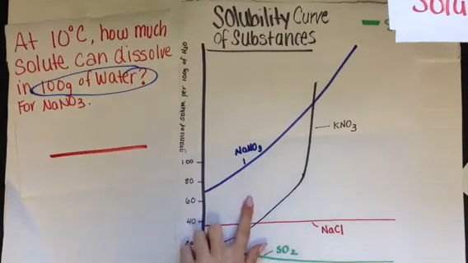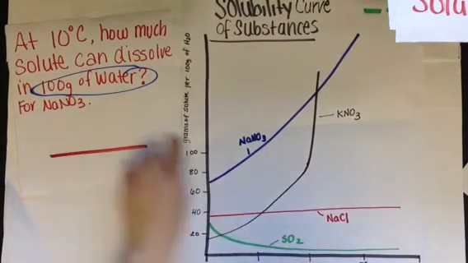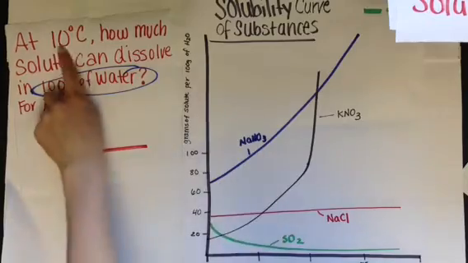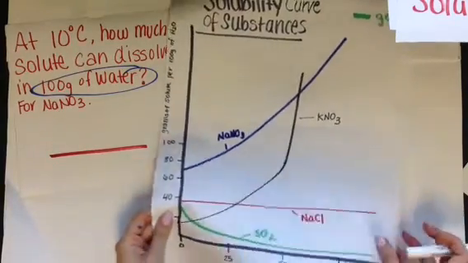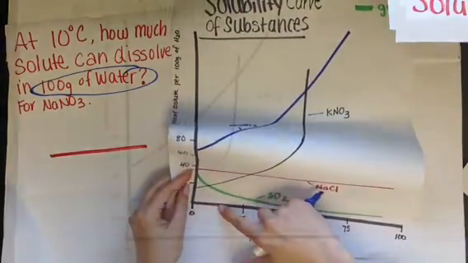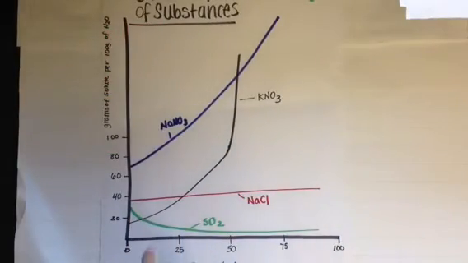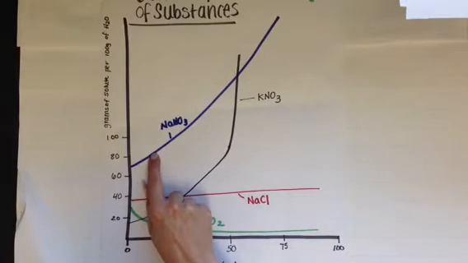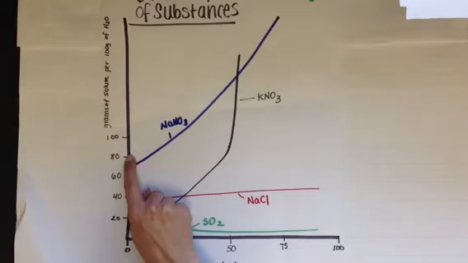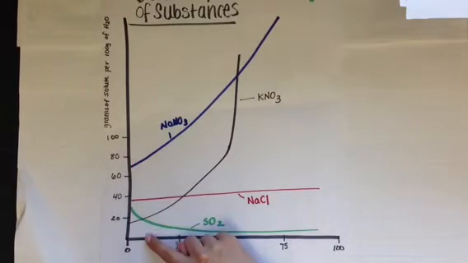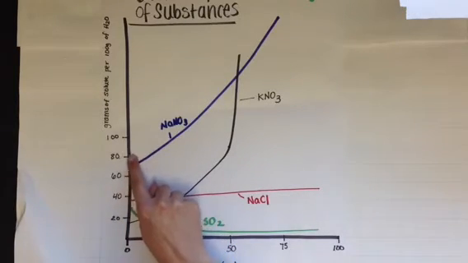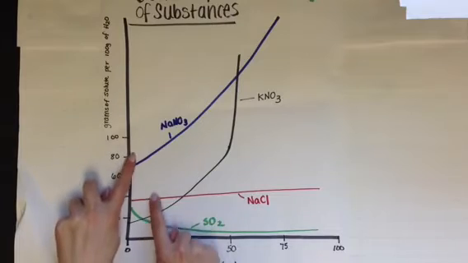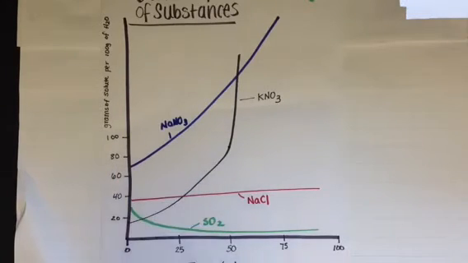So don't let this interfere in any calculation or anything other than allowing you to use this graph. Okay? So now I'm going to find NaNO3, it's the blue line, and 10 degrees Celsius. 10 degrees Celsius is somewhere around here. So now that I know where 10 degrees Celsius is, I run that line all the way up to my NaNO3 curve, and then I read across to see how many grams that is. At 10 degrees Celsius, 80 grams will dissolve because it hits the line right there. So the answer is 80 grams.